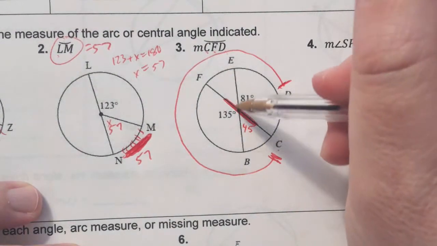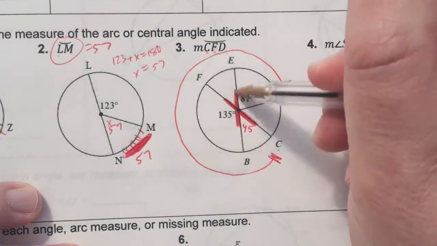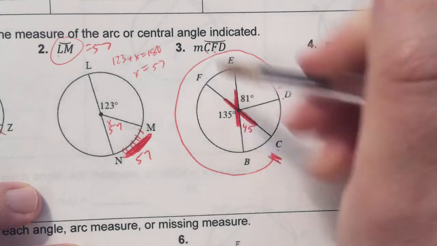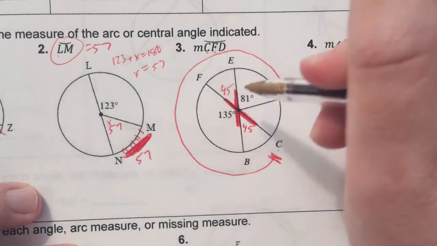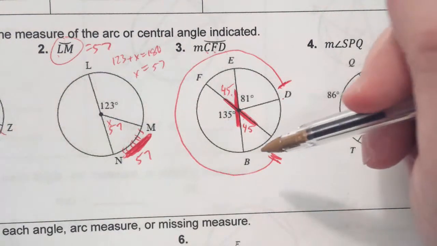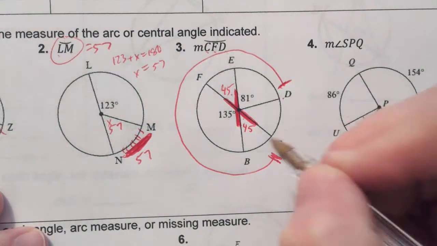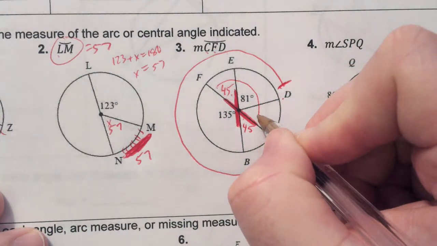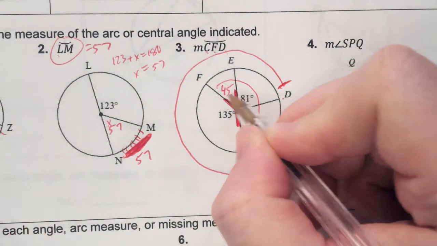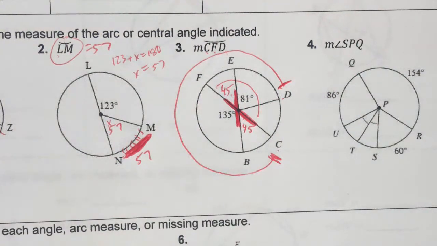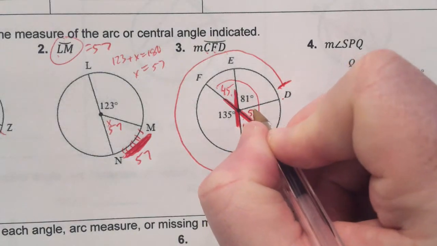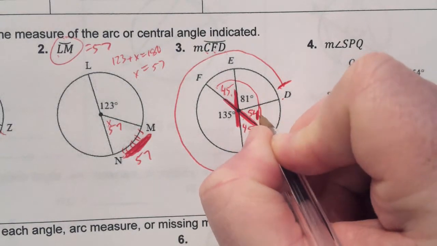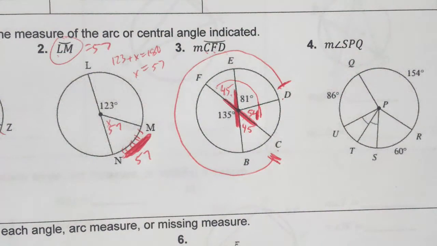We can also go the other way. This angle right here makes a straight line. So if this is 135, this would also be 45. Or I could see that those two are vertical. Okay, now the last part is this. I know that this and this make a straight line. So I know that all three of those add up to 180. So 180 minus 45 and minus the 81, I would be left with 54. So that angle is 54.